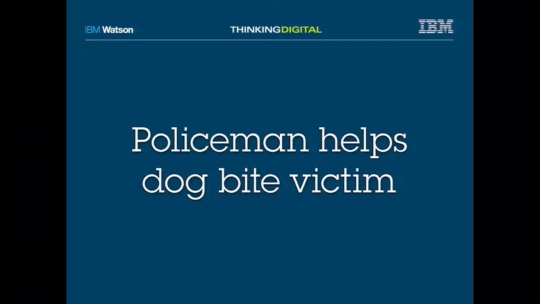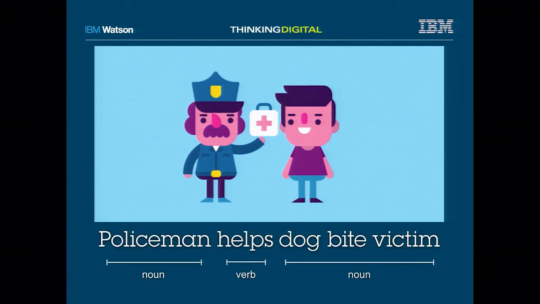Let me try another one on you. What do you think this means? Police. Now you're just cheating. Okay, so you can see where I'm going with this. What I was hoping you would think this means is that there was a dog bite victim and the police helped him. Police helps dog bite victim.